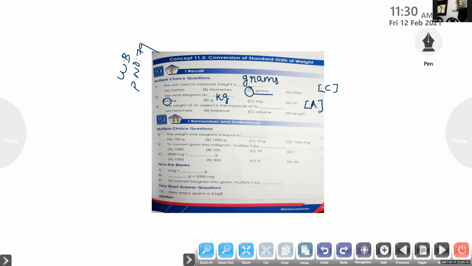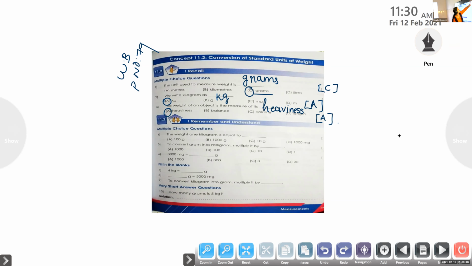Anai, please unmute and read the next question. The weight of an object is the measure of its heaviness. Very good. Option A, heaviness. Weight of an object is the measurement of its heaviness. How heavy an object is. The measurement of its heaviness. Option A. How much an object heavy is.